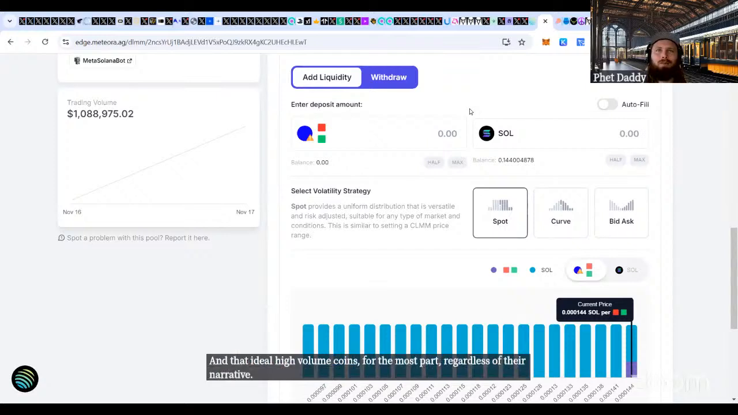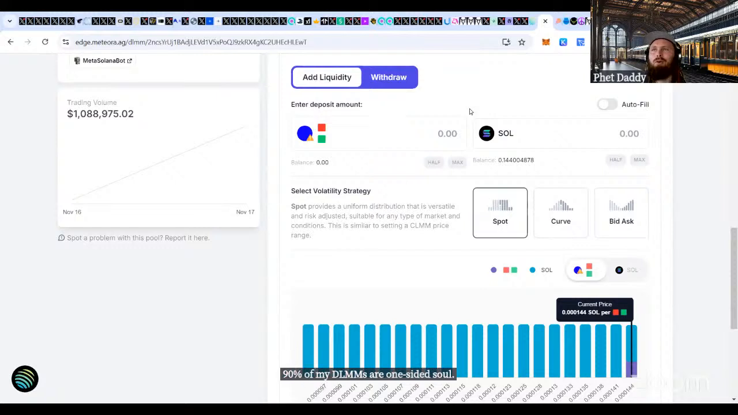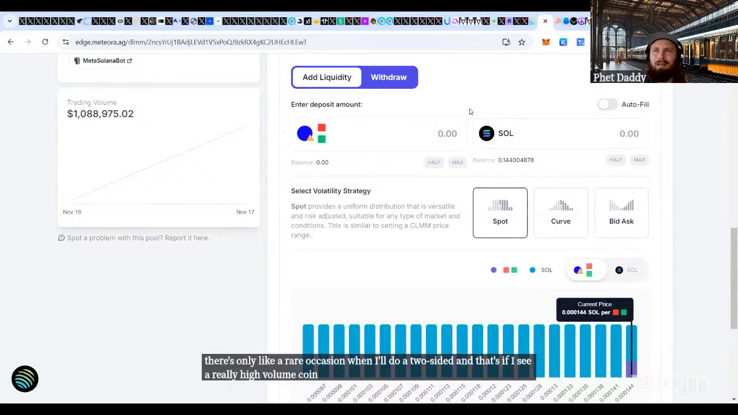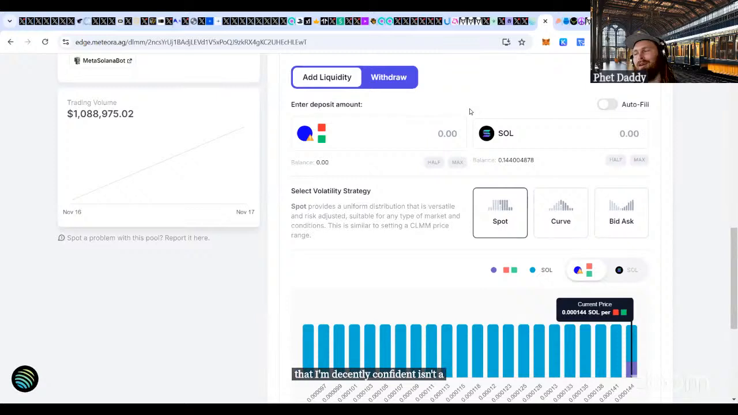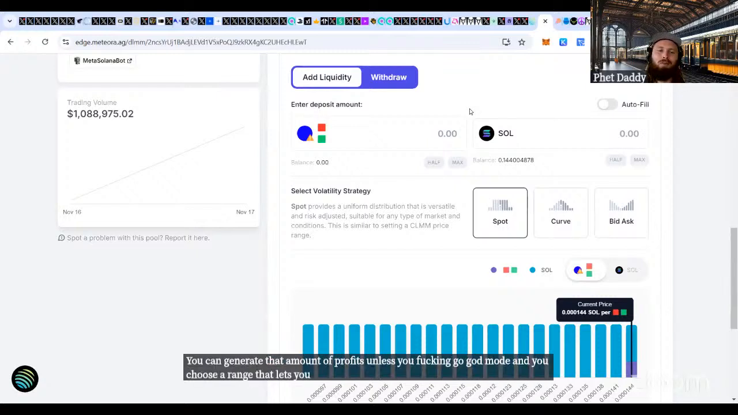90% of my DLMMs are one-sided sold. There's only a rare occasion when I'll do a two-sided, and that's if I see a really high volume coin that I'm decently confident isn't a rug and I'm early. If I catch it within hours 1 to 3, then I'll consider doing a two-sided LP. And that's how you get the 100%, 200%, 300% profit cards. That's the only way you can generate that amount of profits, unless you go God mode and choose a range that lets you stay in range for 3 to 5 days.